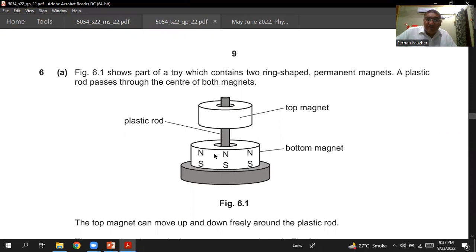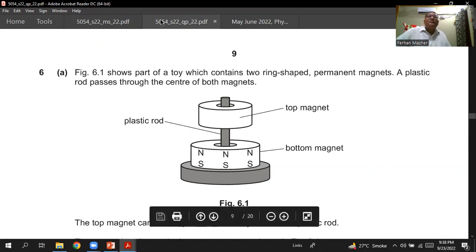Due to the magnetic field of this magnet, the iron, which is a magnetic material, will be affected. Due to magnetic induction, the bottom of that iron ring will become a south pole, and the top of the iron ring will become a north pole. So that south and this north will attract each other, and this iron ring will stick to this bottom magnet.